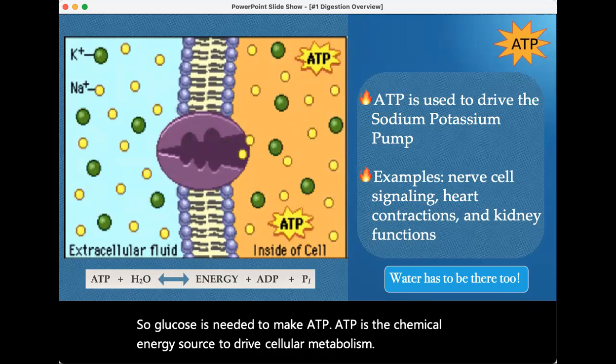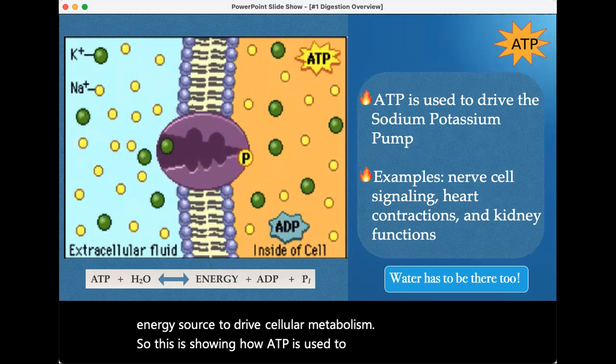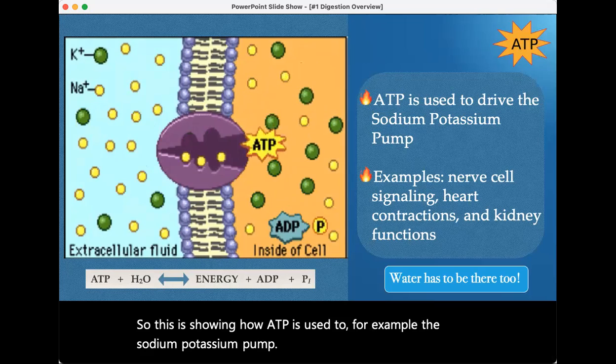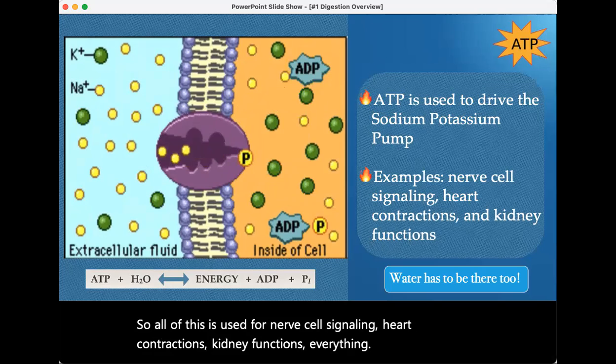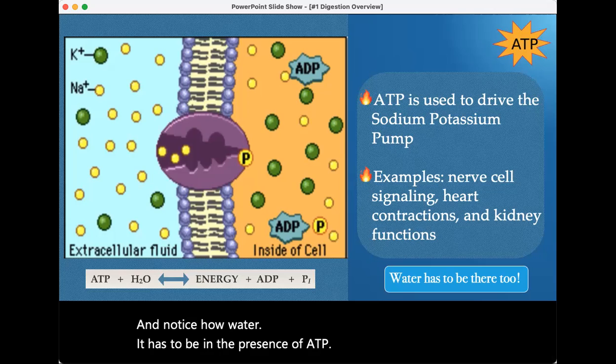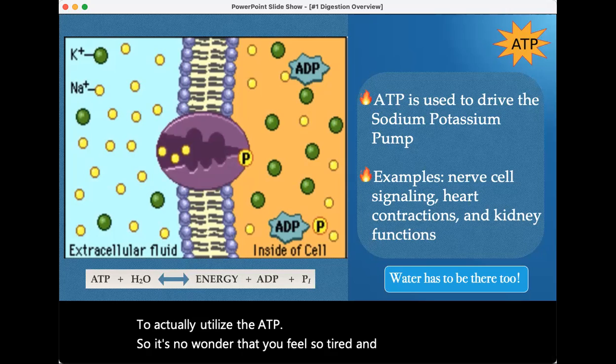So this is showing how ATP is used, for example, in the sodium potassium pump. All of this is used for nerve cell signaling, heart contractions, kidney functions, everything. And notice how water has to be in the presence of ATP to actually utilize the ATP. So it's no wonder that you feel so tired and depleted when you're dehydrated.